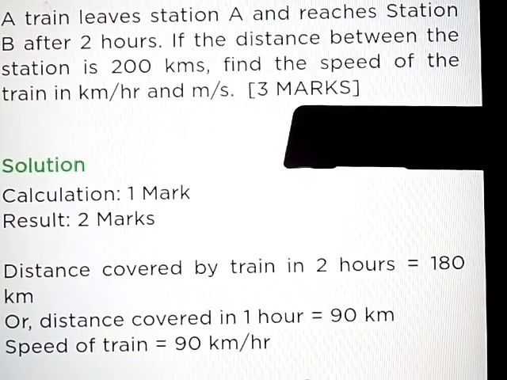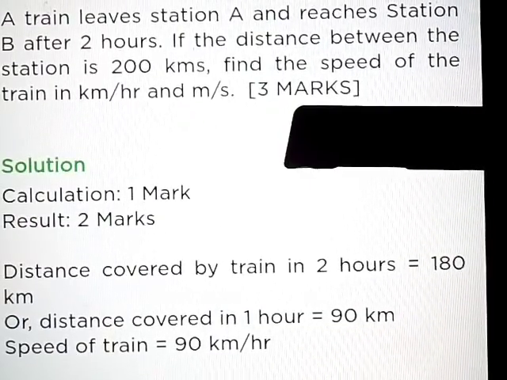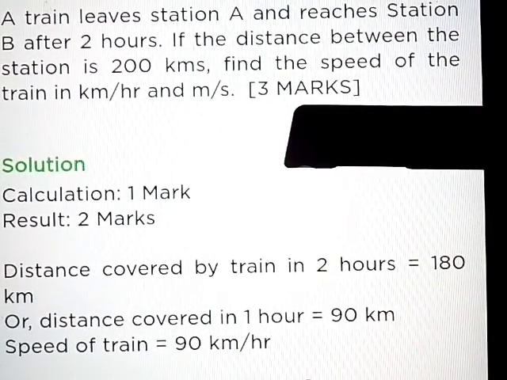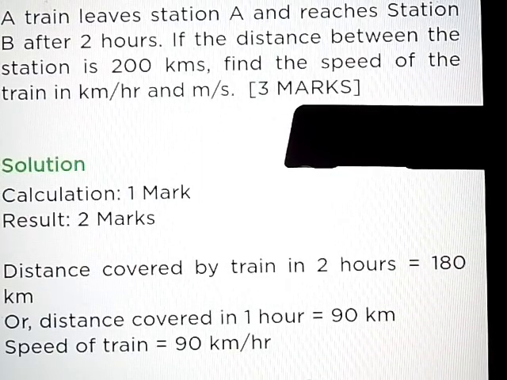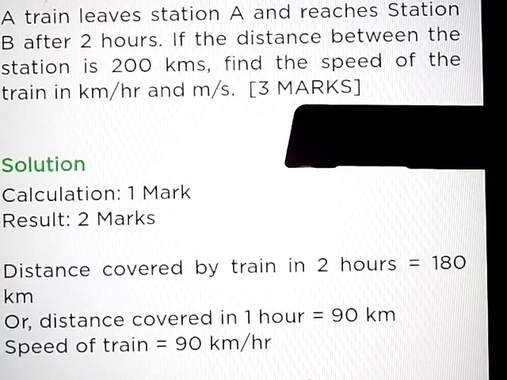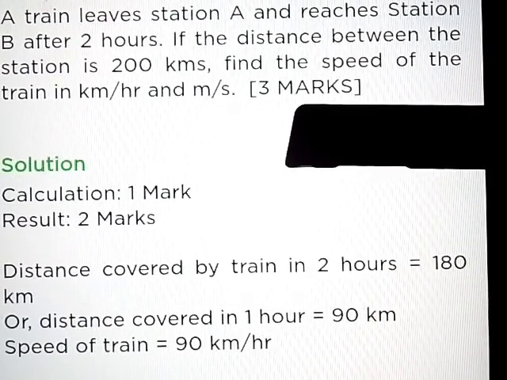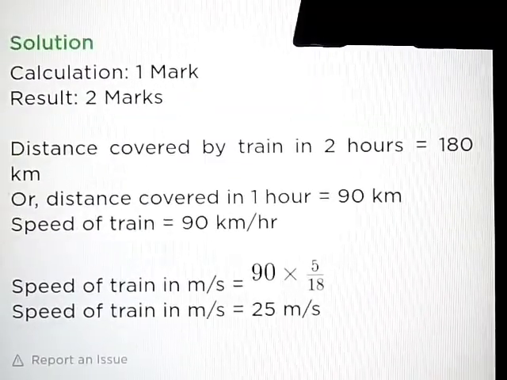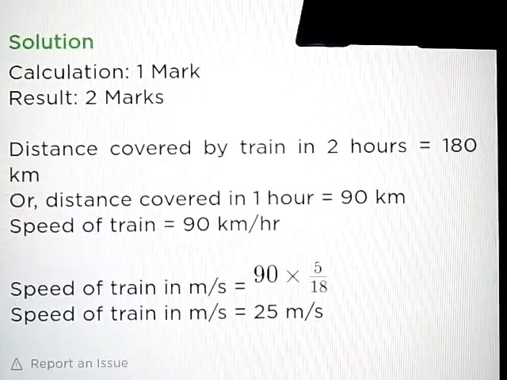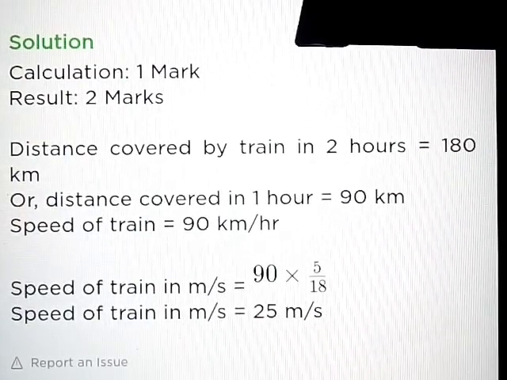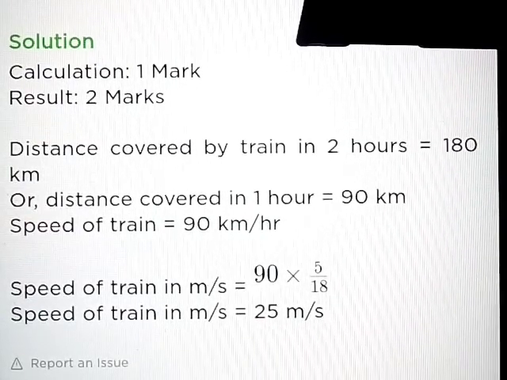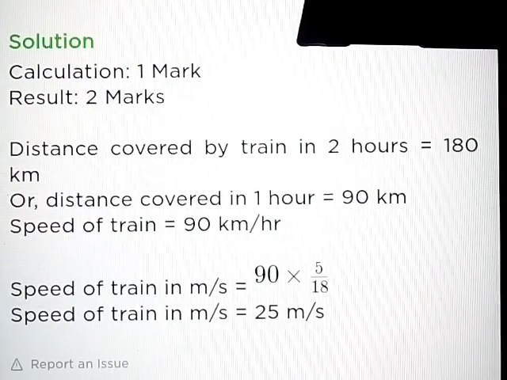Question number 12. A train leaves station A and reaches station B after 2 hours. If the distance between the station is 200 kilometers, find the speed of the train in kilometer per hour and meter per second. Answer. Distance covered by train in 2 hours is equal to 180 kilometer. Speed of train in kilometer per hour is 90 kilometer per hour. Speed of train in meter per second is equal to 25 meter per second.